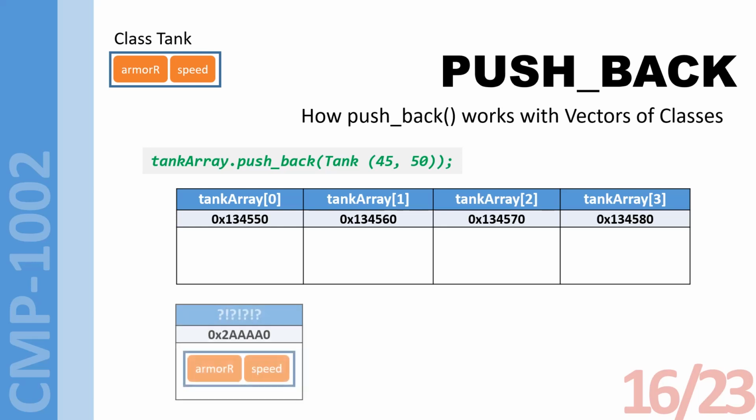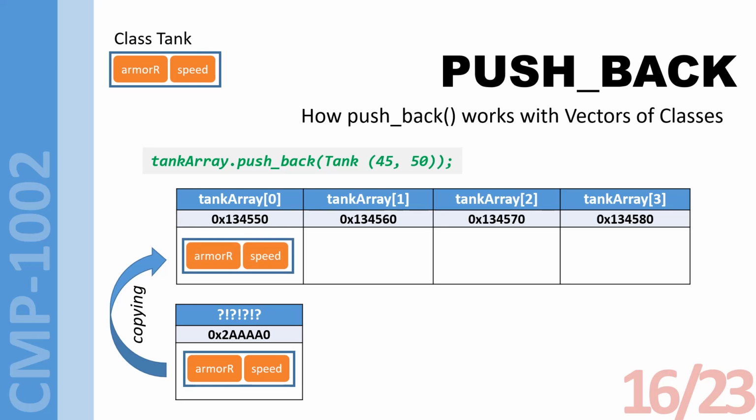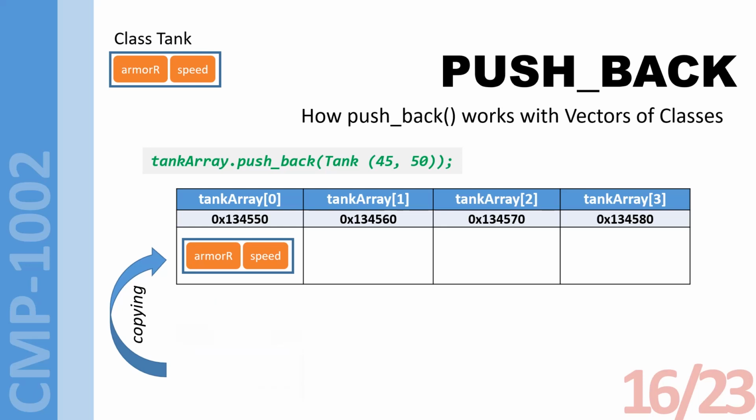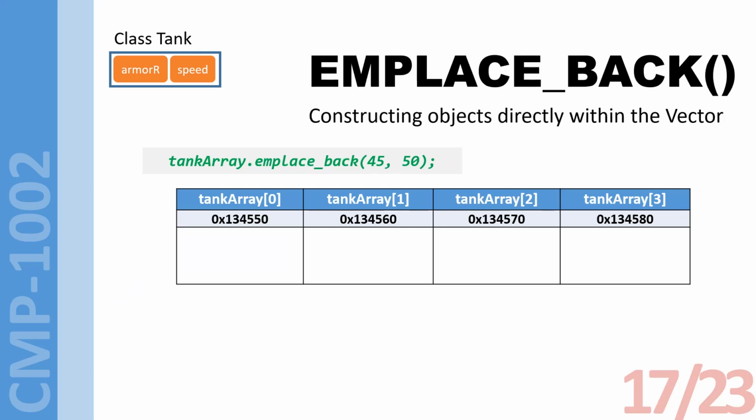So when you say pushback, it is actually initializing a temporary object somewhere, because of this two parameter constructor. Then this thing is being copied within the array. Then this temporary thing is no longer needed, and it is destroyed. This is basically what happens when you write dot pushback with tank 45, 50 within parentheses. So we have an alternative function called inplaceback.